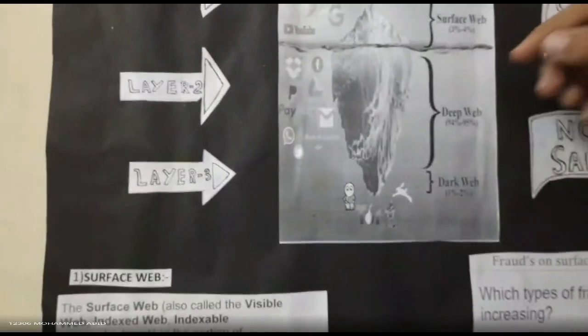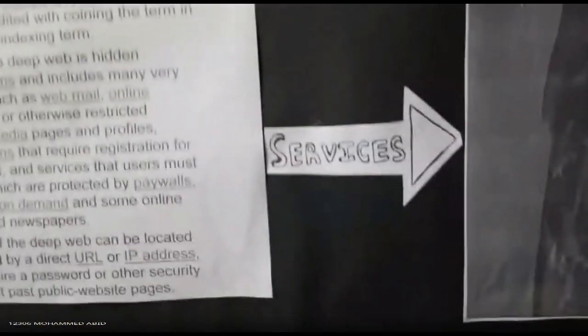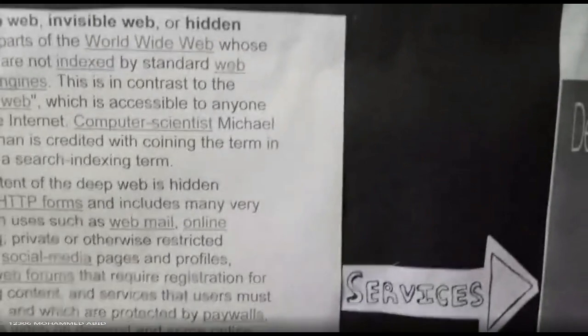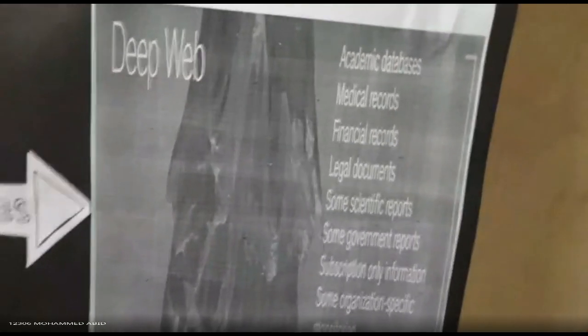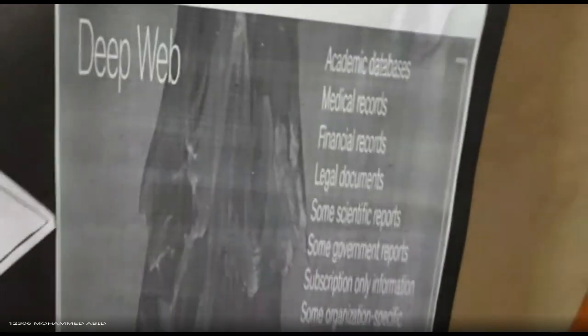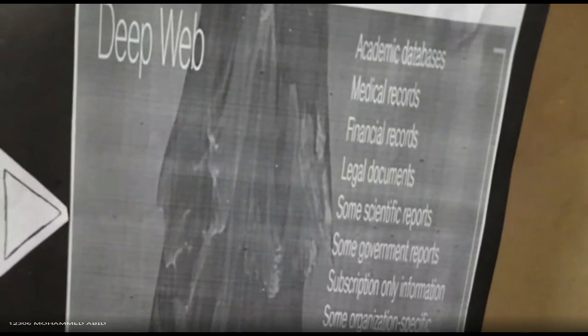In short, the deep web is that part of the internet where all the sensitive information regarding politics, our login information and our confidential information is stored, like academic databases, medical records, financial records, all things. But these are not the problems. The thing is, many illegal activities also take place on the deep web.